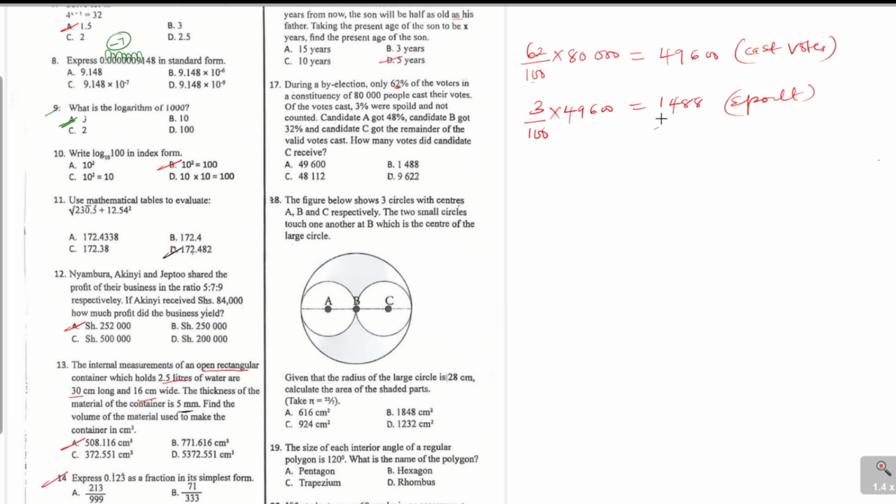So this will give us the valid votes now, the valid votes that were cast and counted. Valid votes would therefore be the total votes that were cast, that is 49,600, then we subtract the spoiled votes, because they were not counted. So 1,488, and this now will give, when you subtract, you get 48,112.